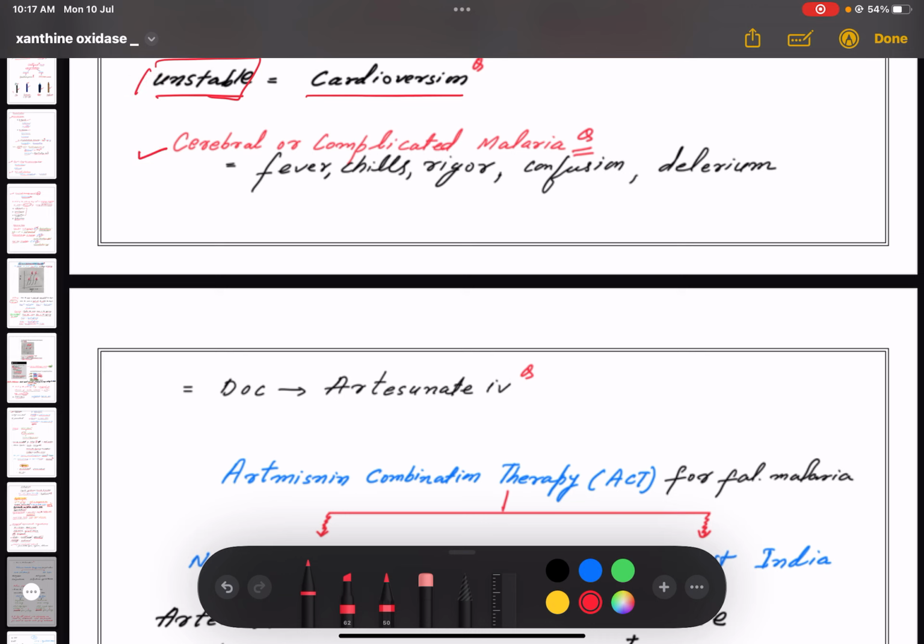Now we have an important topic, that is malaria. Let's first talk about cerebral or complicated malaria. Cerebral malaria is also known as complicated malaria, in which you will see the history of fever, chills, rigor, confusion, and delirium. Confusion and delirium are the important points which will be given in the MCQ. And the drug of choice for cerebral malaria is artesunate IV. IV artesunate is the drug of choice.